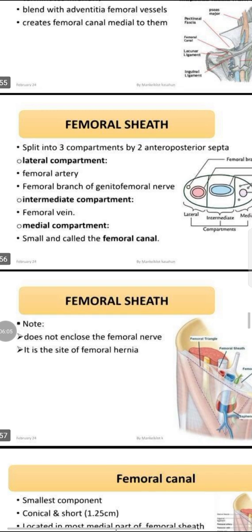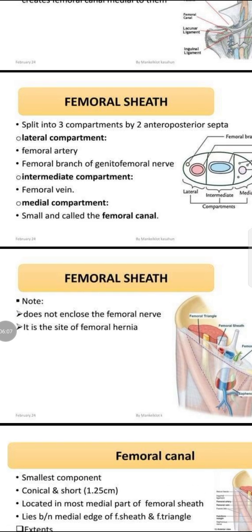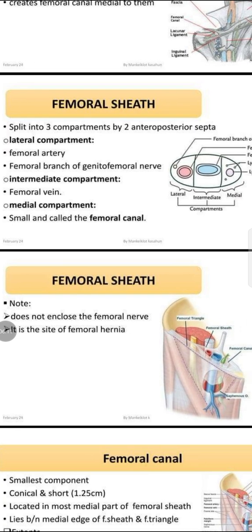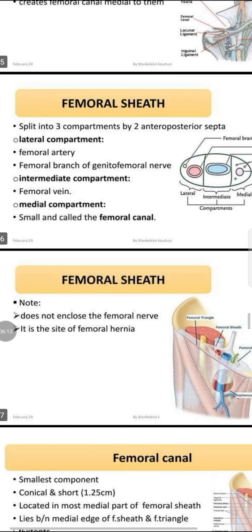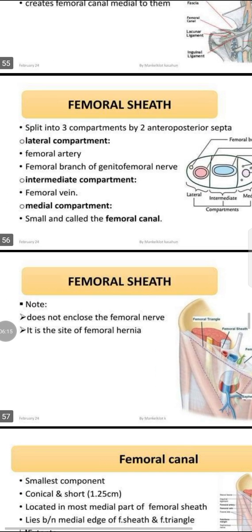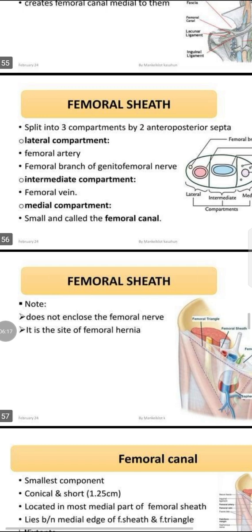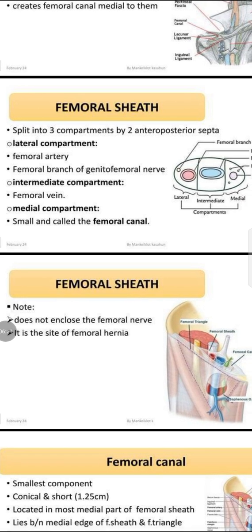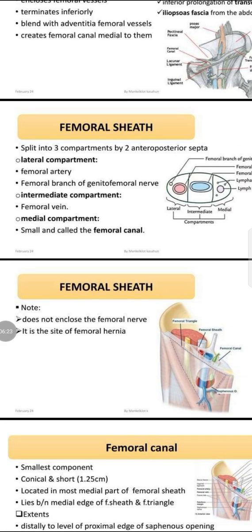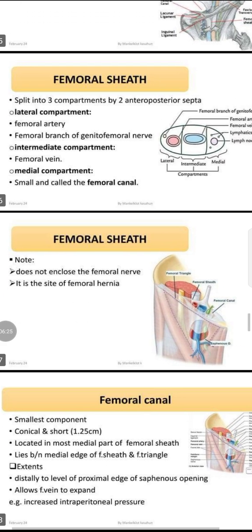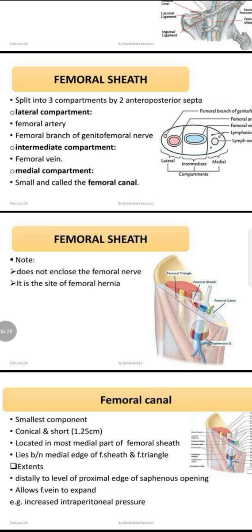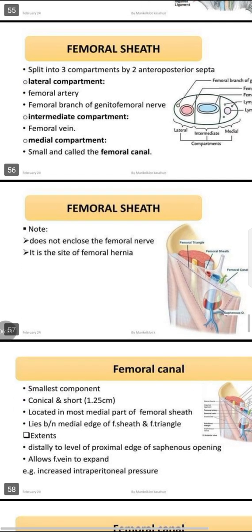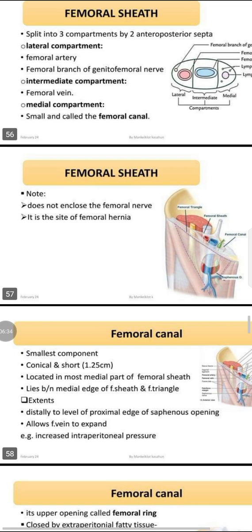So the femoral sheath is going to be split into three compartments by what we call posterior septa. In the lateral compartment, we have the femoral artery and the femoral branch of the genitofemoral nerve. In the intermediate compartment, we have the femoral vein. While in the medial compartment, we have a small space called the femoral canal. So we have the femoral canal there. We'll talk about the femoral canal and its significance as well.